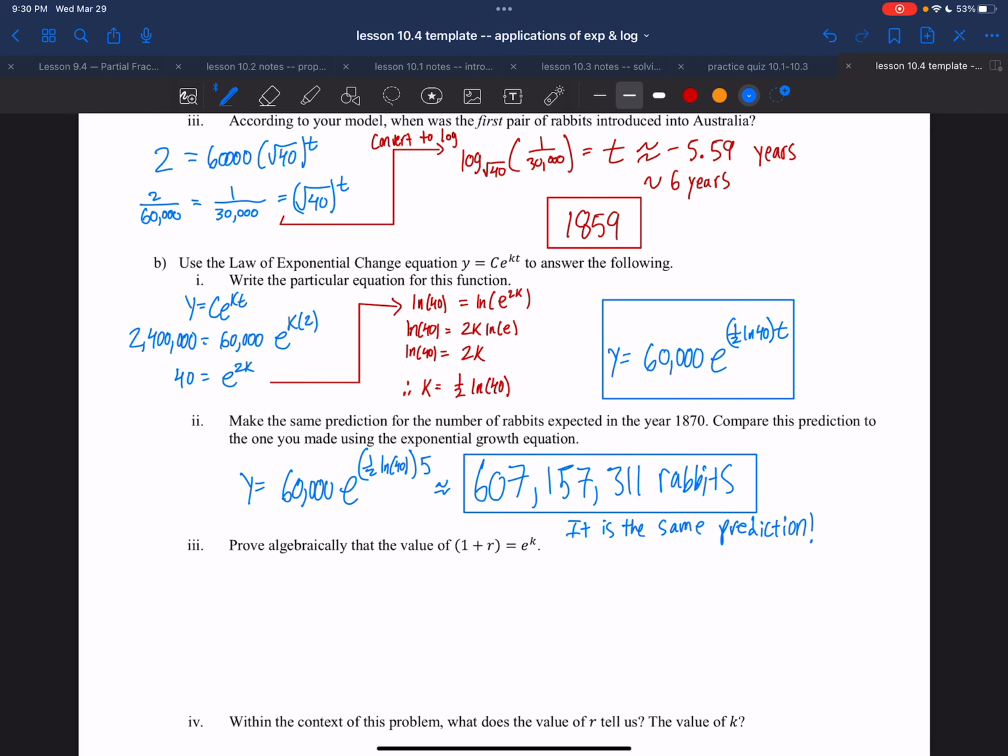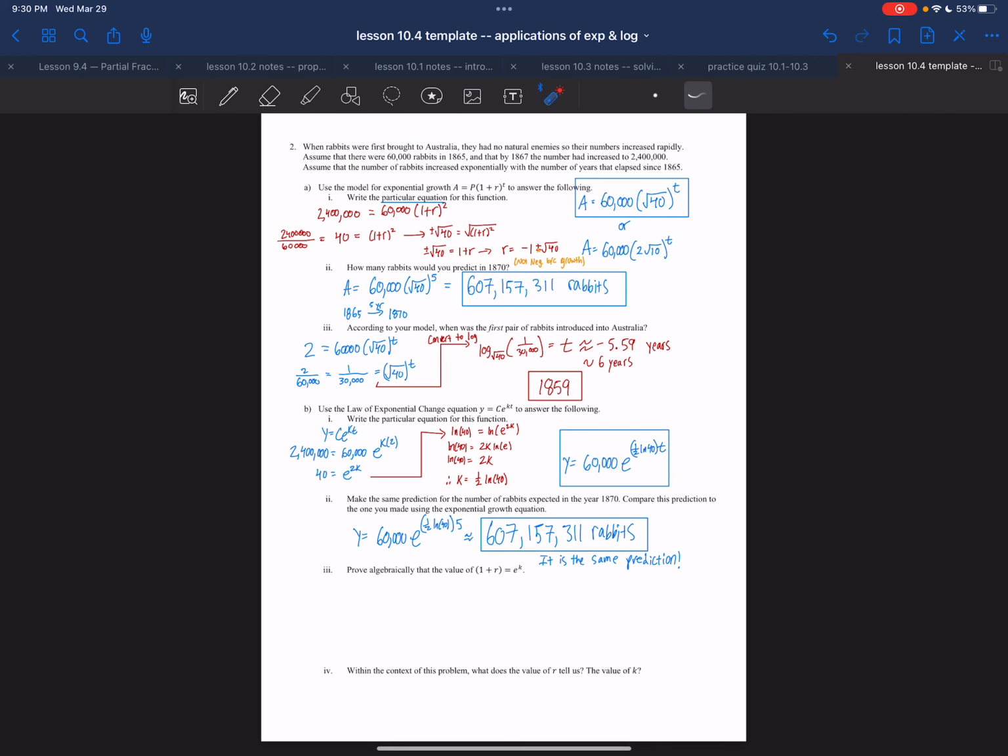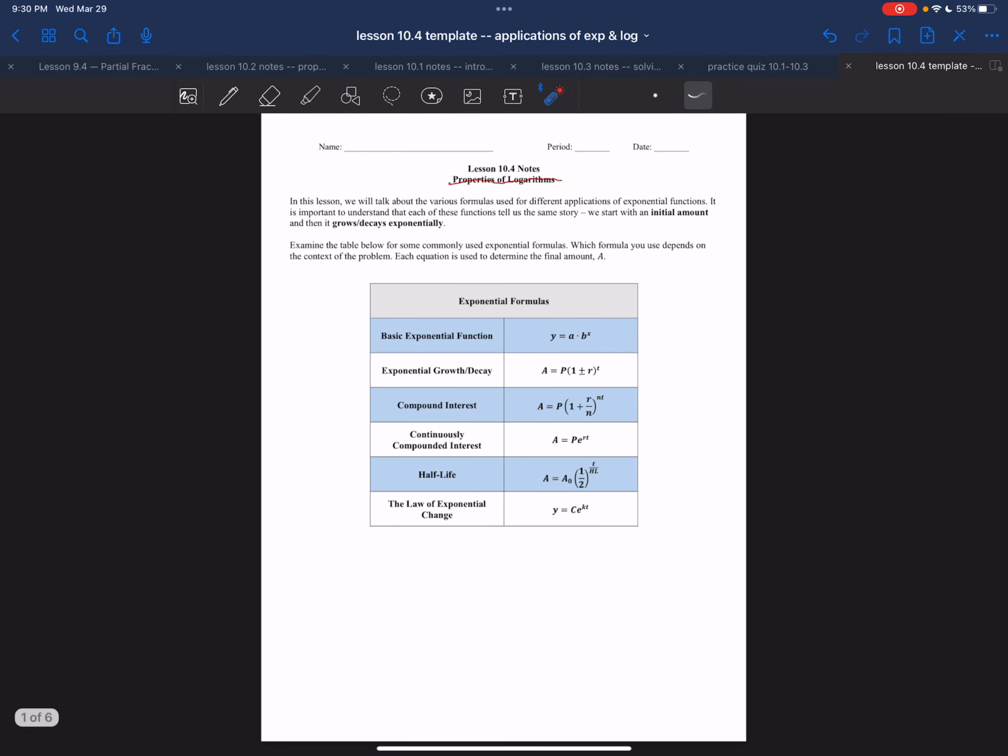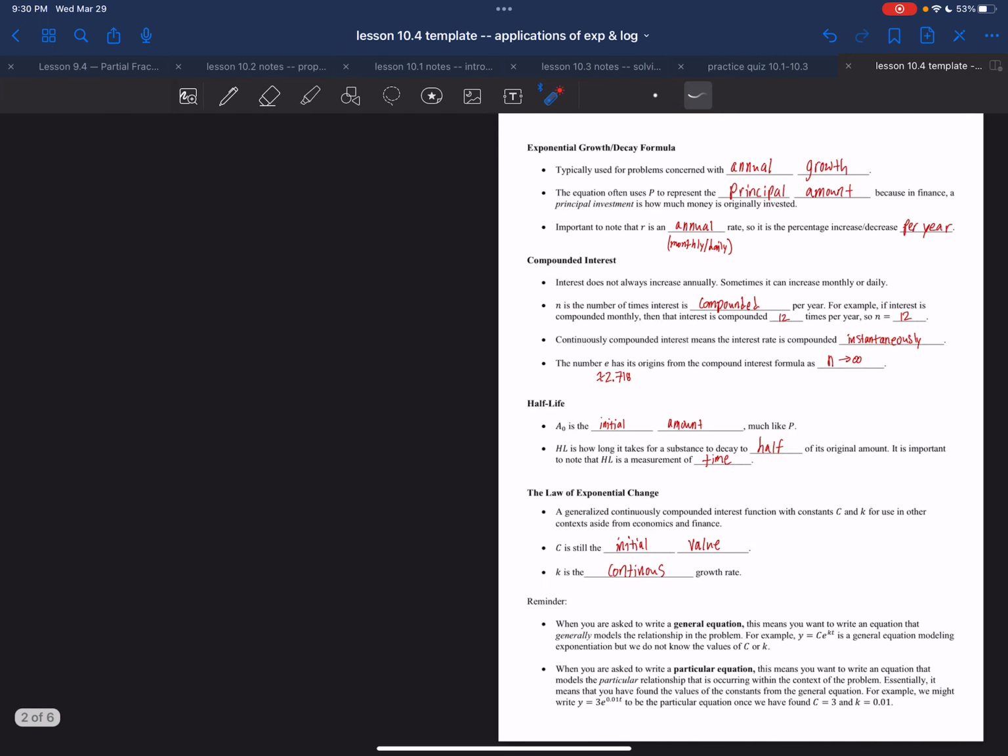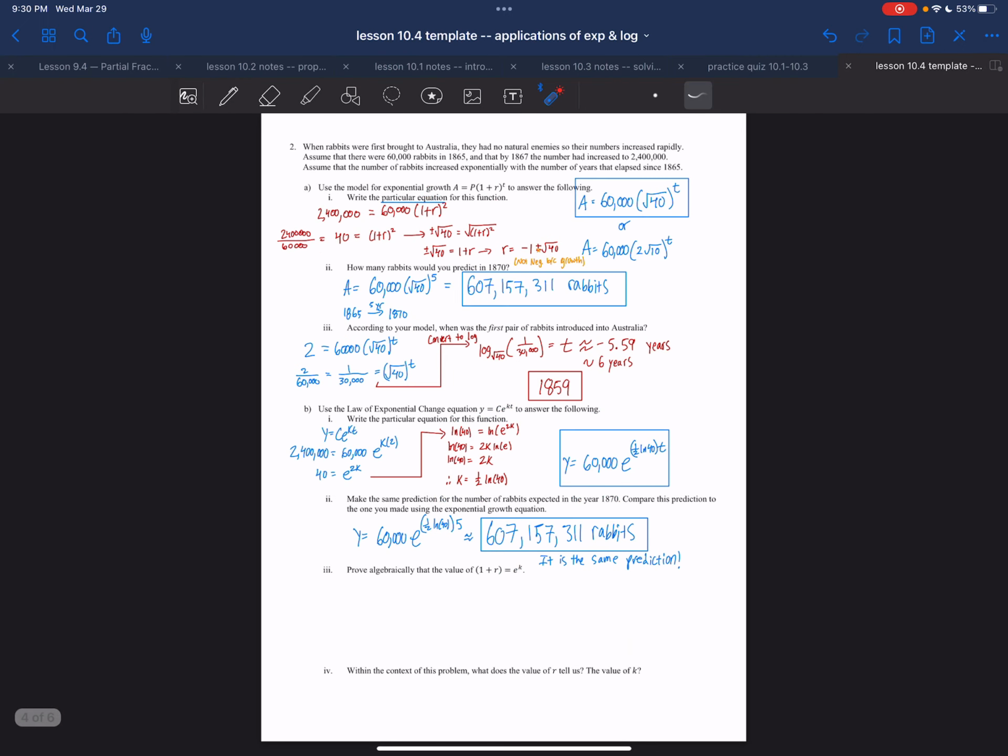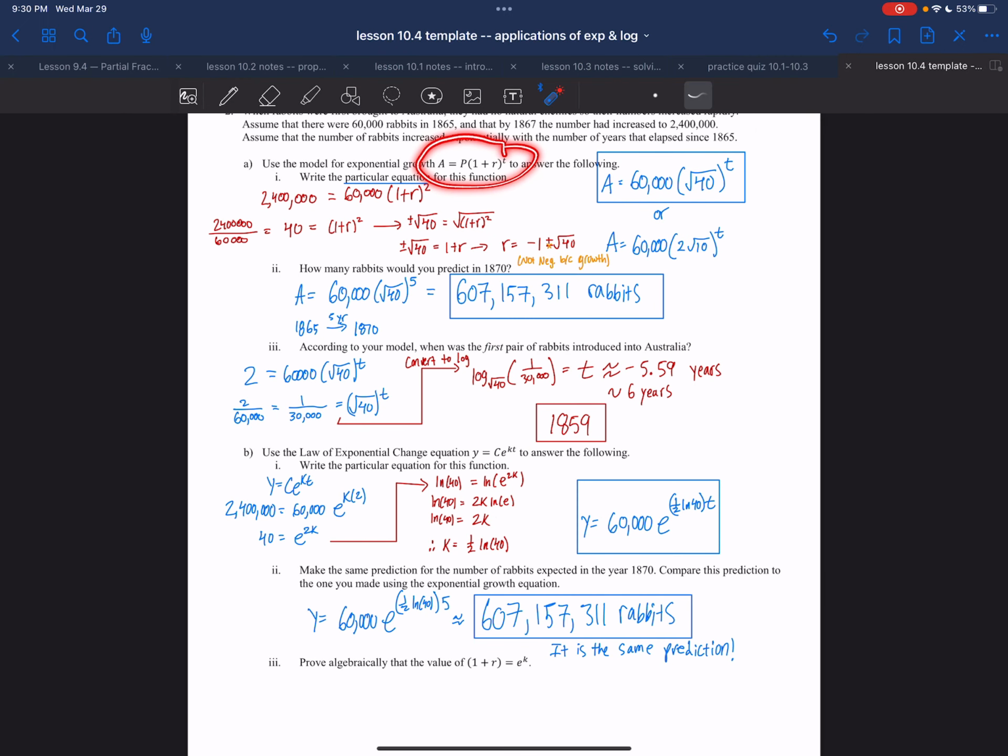So I'm just using this to call your attention to, at the beginning of the video, I said that all of these things were basically telling the same story, right? And so in one instance, we used just the general exponential growth function. In the other, we used the law of exponential change. And our functions look different. Look, this versus this, they look different, but they still make about the same prediction.